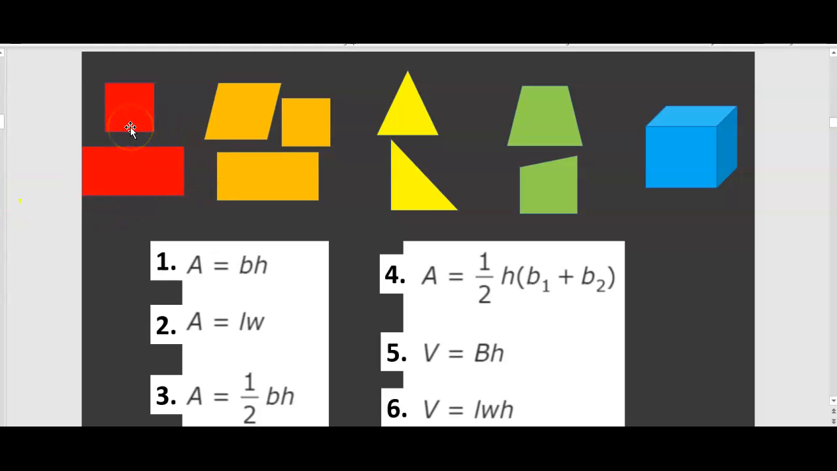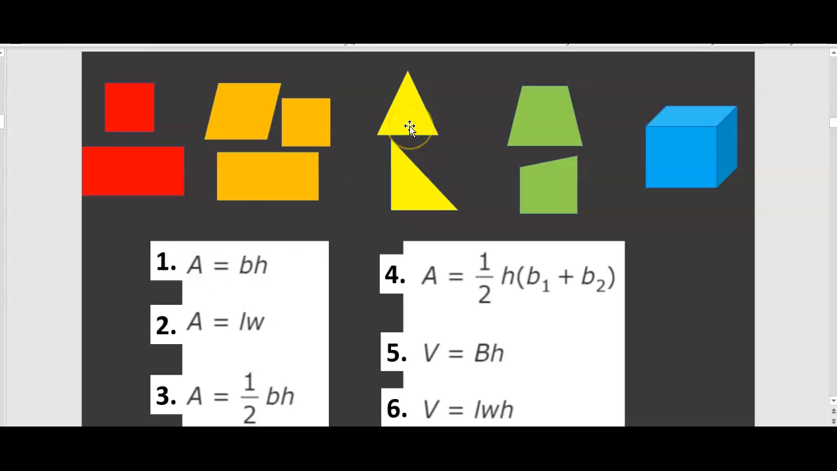The red goes with, I don't have my drawing tools, so we'll have to say red goes with, it could be number 1 or number 2. Yeah, area. It's not going to be 5 or 6 because that's volume. We're not doing volume. We're finding the surface area of red. What about the surface area of the orange ones? That could be only number 1. So that's why number 1, the A equals base times height, is the best way to go.